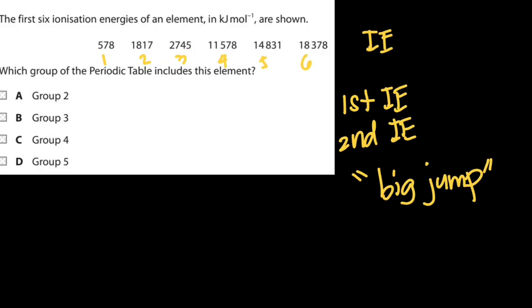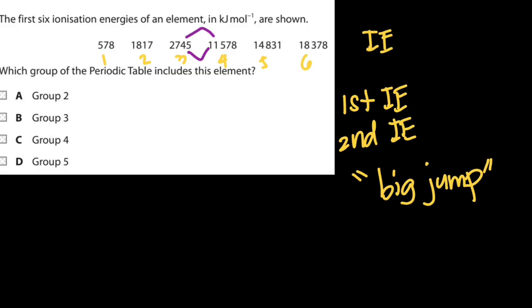Let's take a look at the values here. Notice that between the third and the fourth ionization energies, there is a huge difference, what we call a big jump, between these two values. So why is there a very large jump? A very large jump happens once all the valence electrons are gone and you start pulling from the inner shell. So first we look for the big jump in the values.